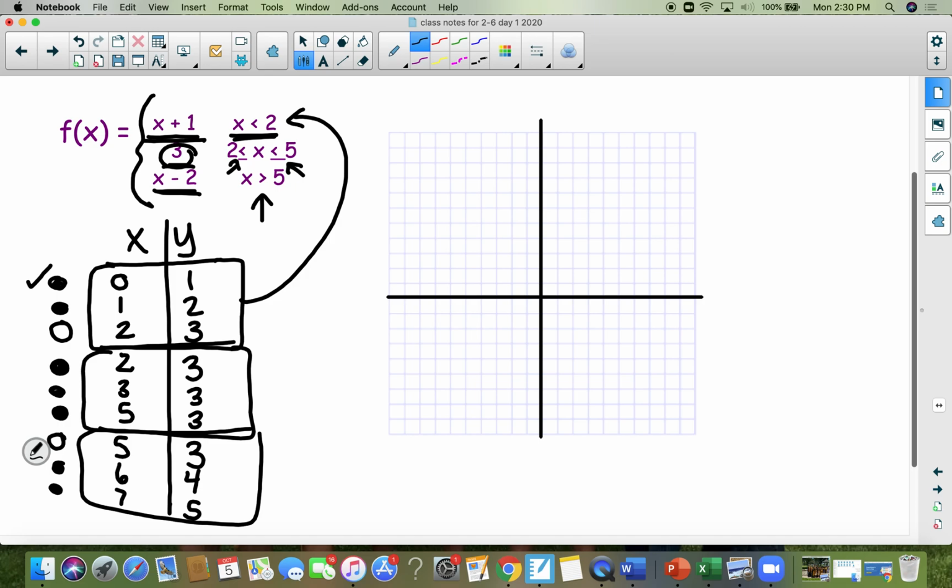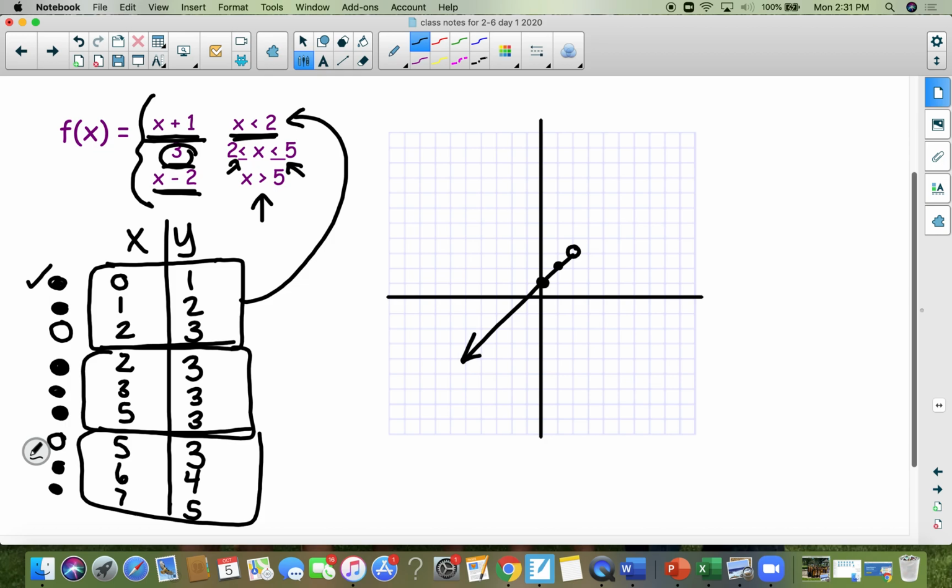0, 1 is a closed circle. 1, 2 is also a closed circle. And 2, 3 is an open circle. It's everything less than 3. Well, here's x equals 3. It's everything less than 3, so I know I need to shade in this direction.